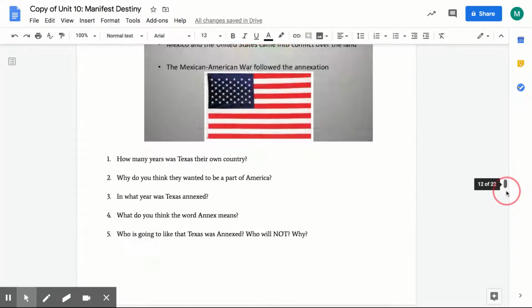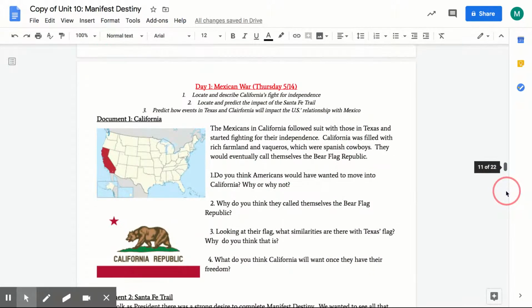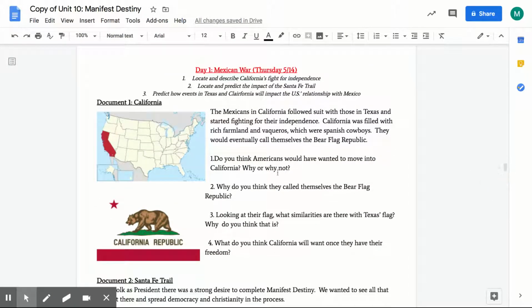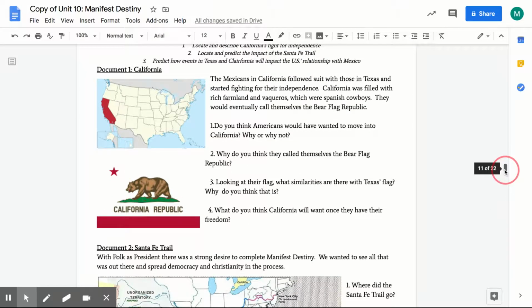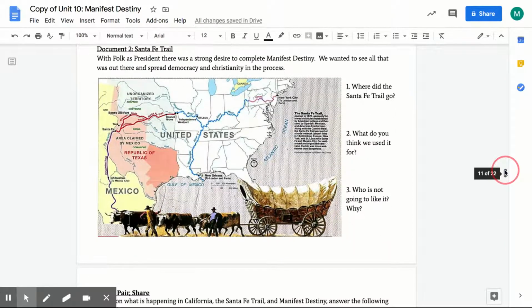So quickly, let's just look up here. California is a part of Mexico as well. Once they declared their independence, that's also going to add to some tension between the U.S. and Mexico.